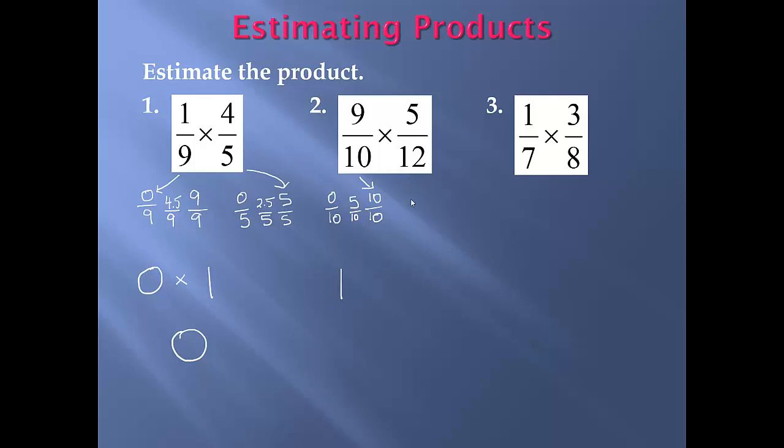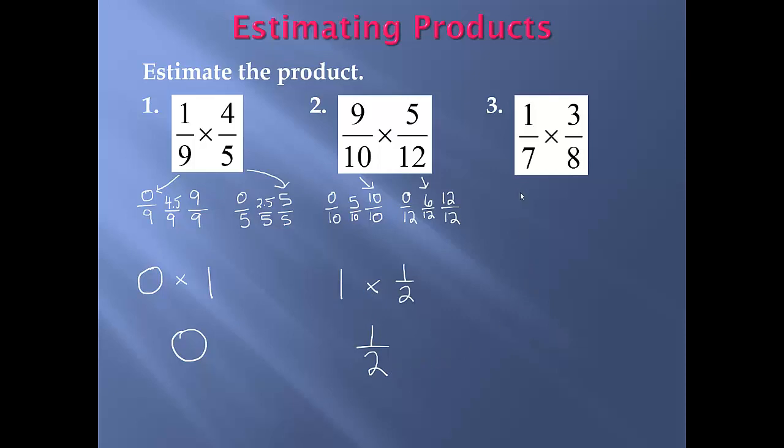For 5/12, 0/12 would be the same thing as 0. 12/12 would be 1. And now to find 1/2, we figure out half of 12, which is 6, and 6/12 would be 1/2. 5 is closest to 6, so 5/12 would be closest to 6/12, which is 1/2. So now to find my estimated product, we do 1 times 1/2, and that's 1/2.